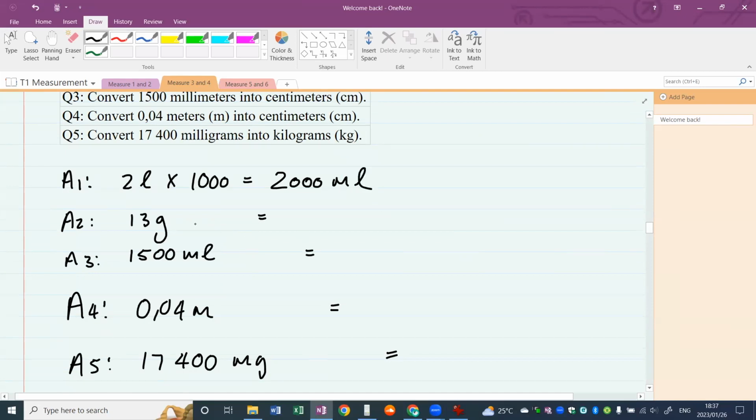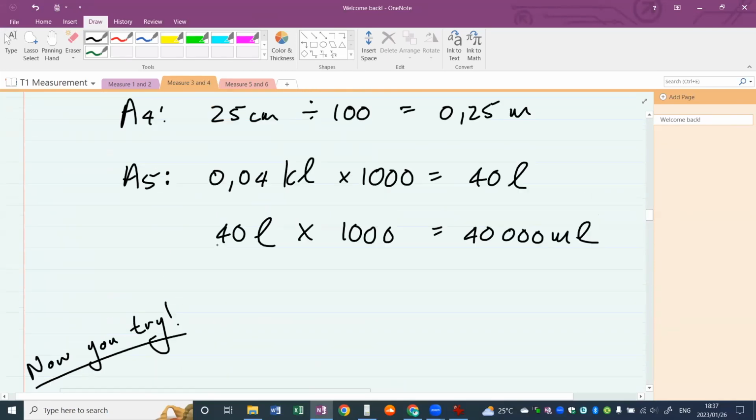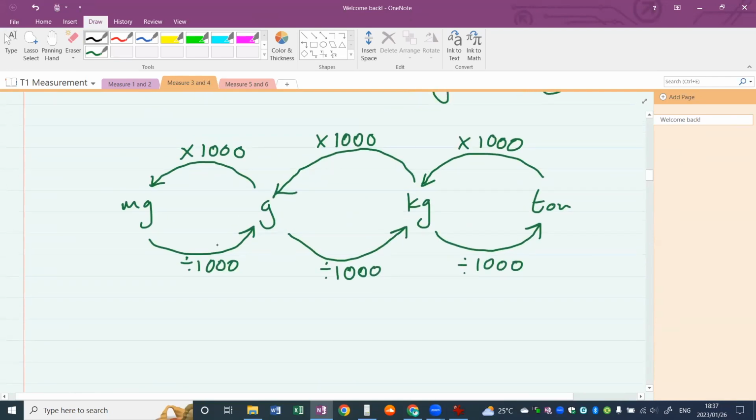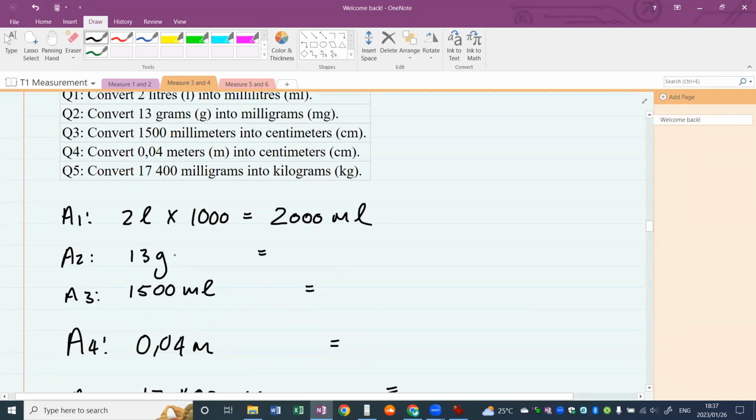All right, 13 grams needs to go into milligrams. If you go up to the mass diagram, grams to kilograms is over here. We need to times by 1,000. So again, times by 1,000 here, and that should give us 13,000 milligrams. Show your units.